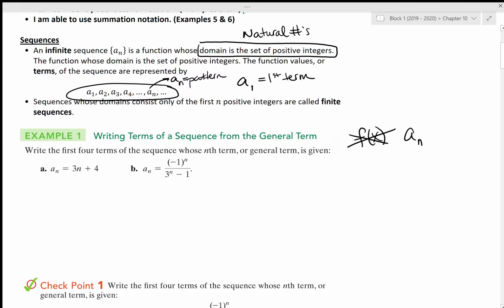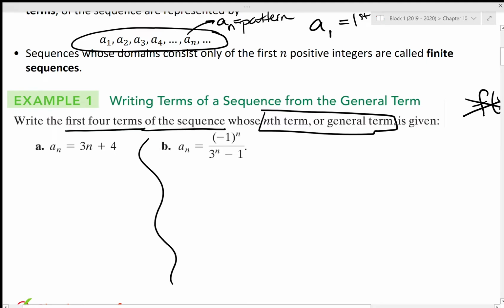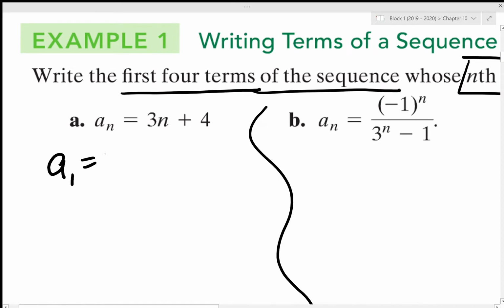Now, example 1, writing terms of a sequence from the general term. I'm going to ask you to write the first 4 terms of the sequence whose nth term, or general term, so the nth term is also the general term, is given. So this first one, 3n plus 4. We know this from functions as being a linear function, so it's going to be one of those consistent changes. So for the first term, when I do A of 1, your n is what you're going to plug into the formula. So 3 times 1 plus 4. 3 times 1 is 3, plus 4 is 7. So that's the first term.